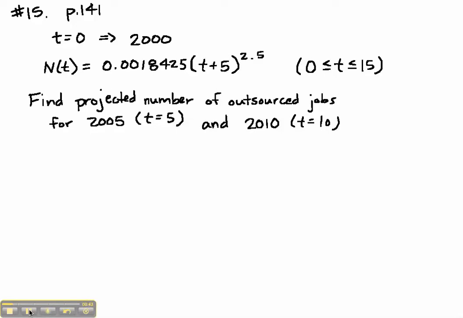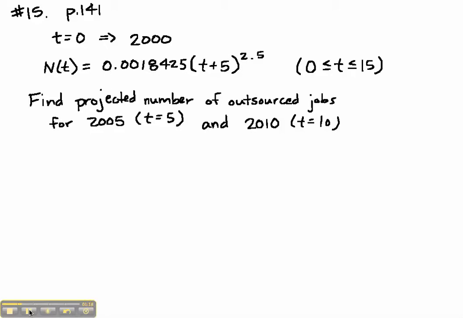Now in this problem, they already give you the equation. Okay, so that's a good thing. So this makes our work a lot easier. We've got the equation, and also want to point out that they tell us that T equals 0 corresponds to the year 2000. And then also beside that equation, you see 0 less than or equal to T less than or equal to 15. That's just our restriction of the function. That's all the possible values of T.